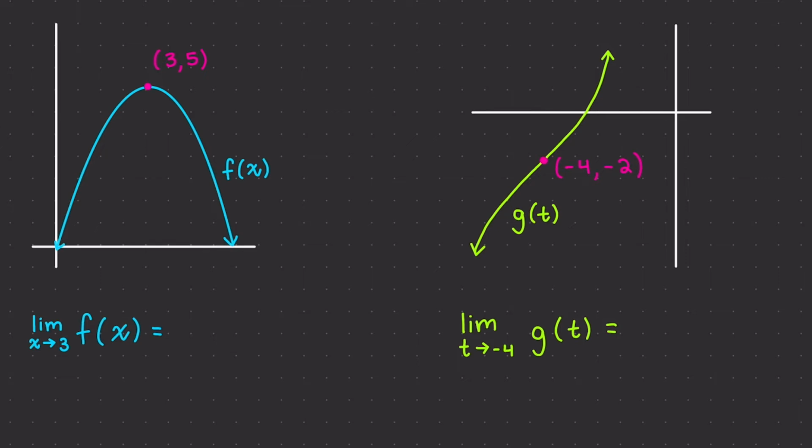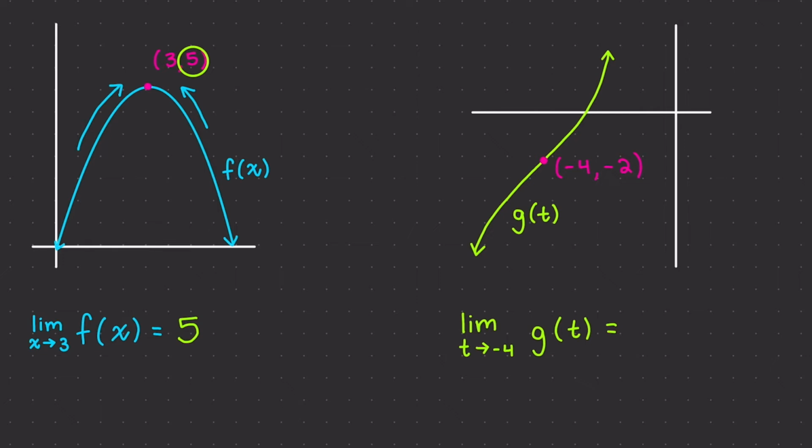Let's do two practice problems together now. The first problem is asking us to find the limit of f of x as x approaches 3. As x approaches 3 from the right side, we can see that the function values are approaching 5. And on the left side, the function values are also approaching 5. Thus, the limit of f of x as x approaches 3 is 5.